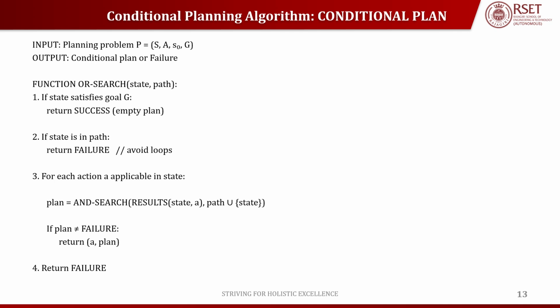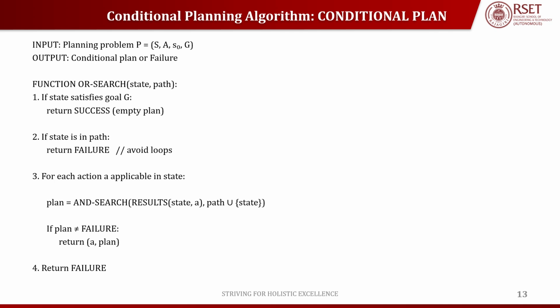Okay. So in this algorithm, you have the first function, OR search. If the state satisfies the goal, then return success. It means that if you have already reached your goal, you don't need to do anything more. For example, if you want to reach home and you are already at home, then the algorithm stops. Okay. So in the second step, if the state is in the path, return failure.